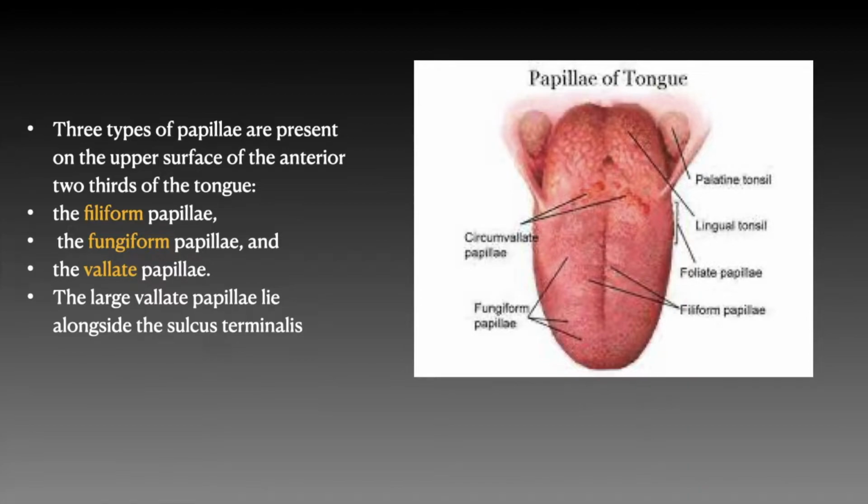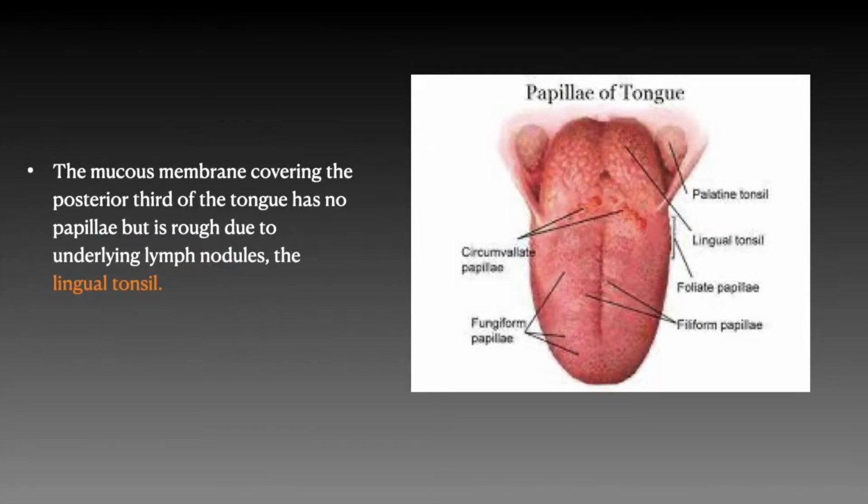3 types of papillae are present on the upper surface of the anterior 2/3 of the tongue: the filiform papillae, the fungiform papillae, and the vallate papillae. The large vallate papillae lie alongside the sulcus terminalis, and that's how we can identify them. The mucous membrane covering the posterior part of the tongue has no papillae, but is rough due to underlying lymph nodules, which is called the lingual tonsil.